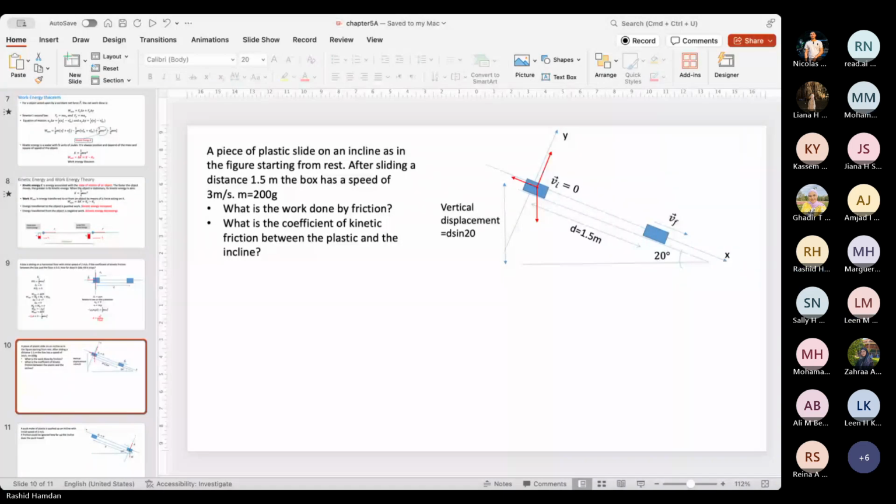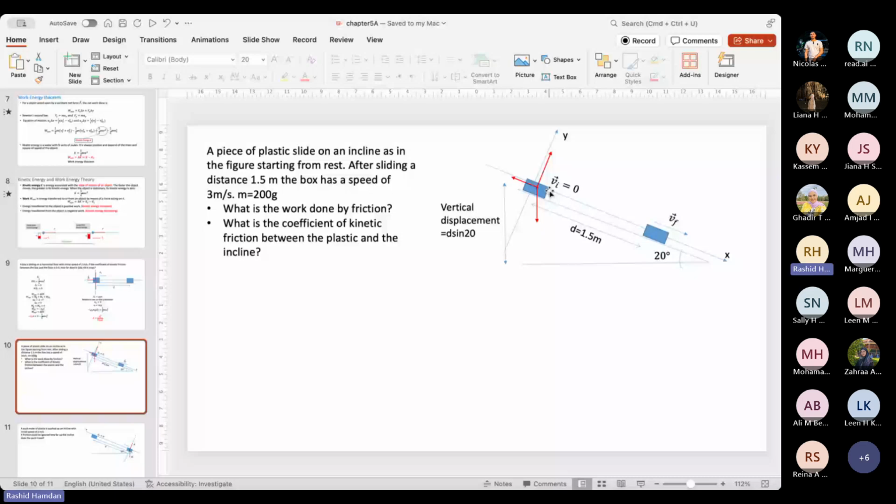Yes. Okay. So a piece of plastic slides on an incline, as in the figure, starting from rest. After sliding a distance of 1.5 meters, the box has a speed of 3 meters per second. What is the work done by friction? So here we have the box. It started from rest and slides down the incline a distance of 1.5 meters. While it's sliding, there's the weight, which is vertical; the direction of the weight doesn't change. The normal force is perpendicular to the surface, and the friction is parallel to the surface, opposite to motion.